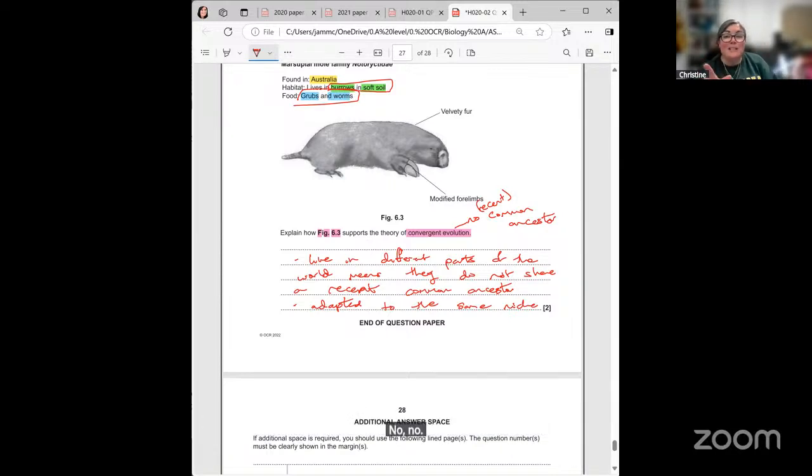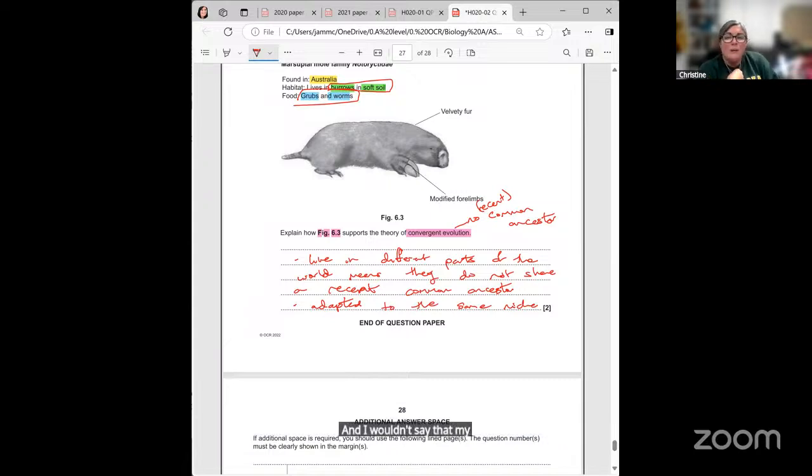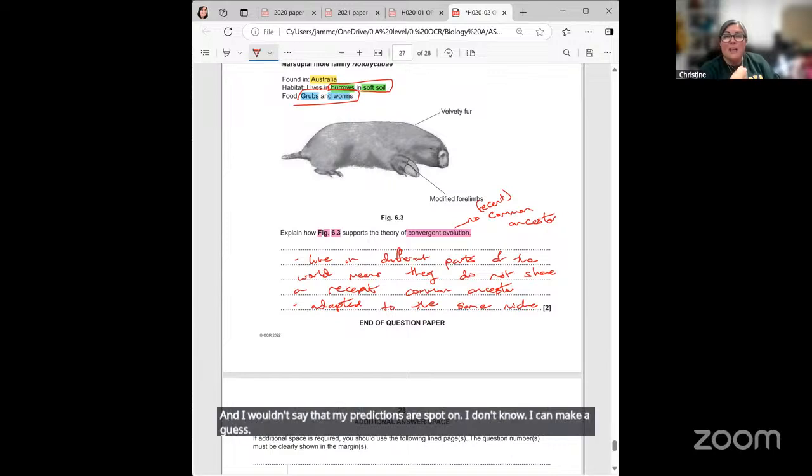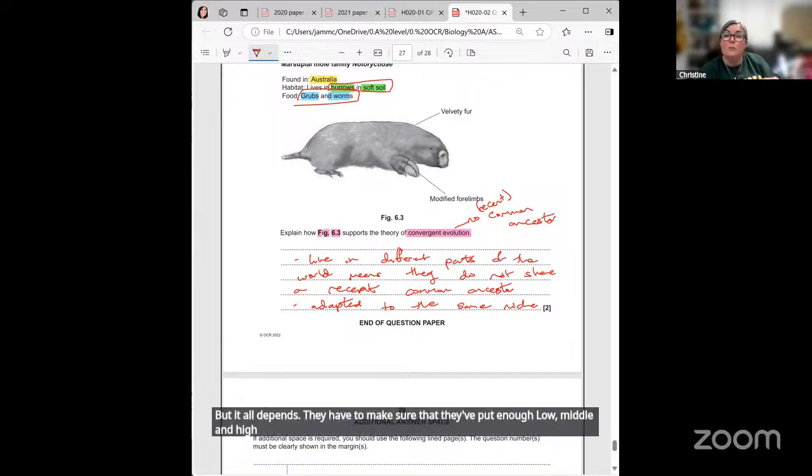What I'm saying is there's no guarantee. It all depends on which way they've written those papers and those questions. There's no guarantee, and anyone who says they know, they don't. They can make assumptions, they can make guesses based on their own research. I've analyzed all the papers since 2017, and I've actually gone back to 2016 all the way through, but I still don't know. I wouldn't say that my predictions are spot on. I can make a guess, but it all depends. They have to make sure they've put enough low, middle, and high questions in there to assess the different levels, so it really depends which way around they write it.